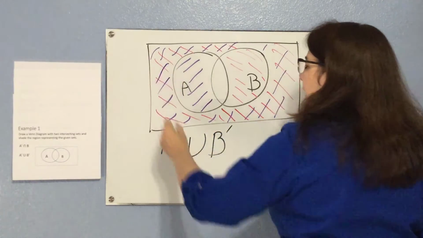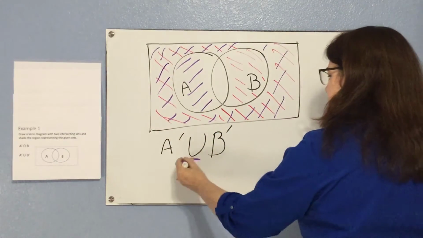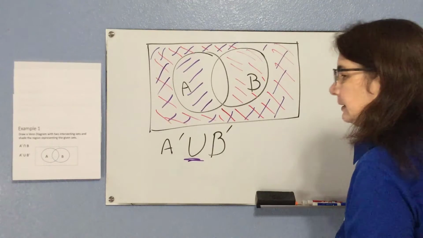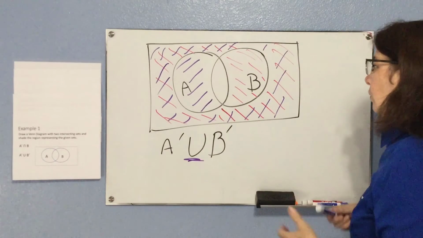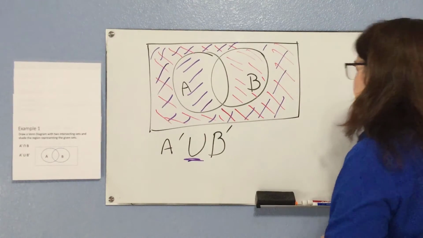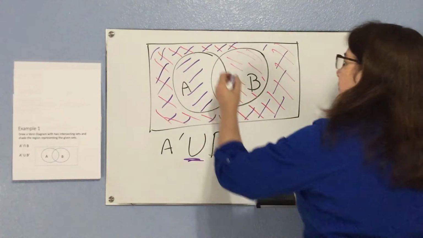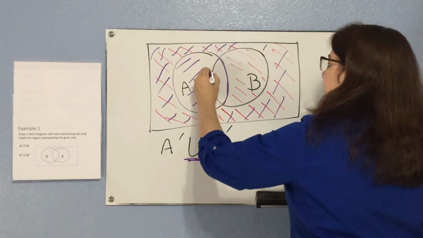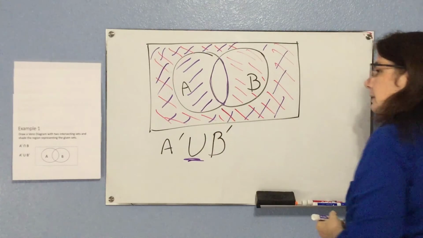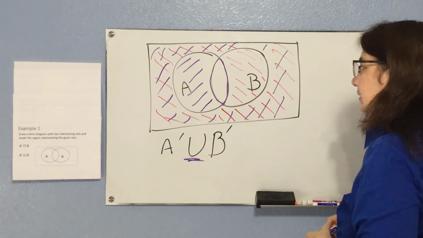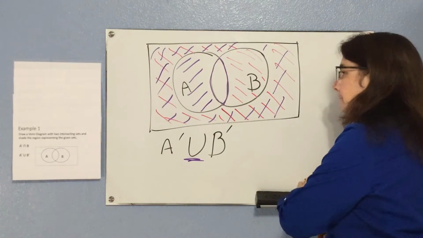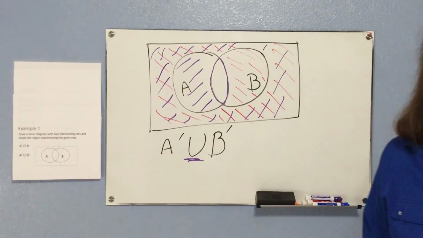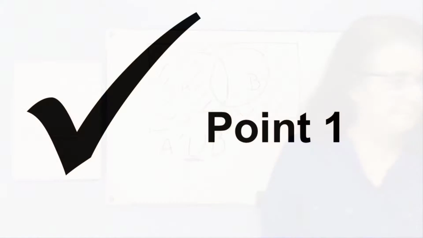And so I can see now, this time we're looking for a union. So anything that's red or purple or both is part of my set. So the only thing that's not part of my set is this little area here that contains A and B. Pause the video now. Work on checkpoint 1.